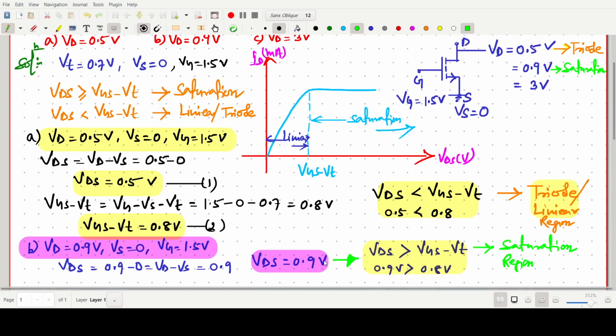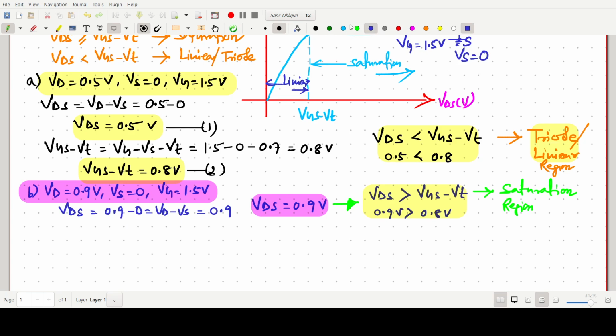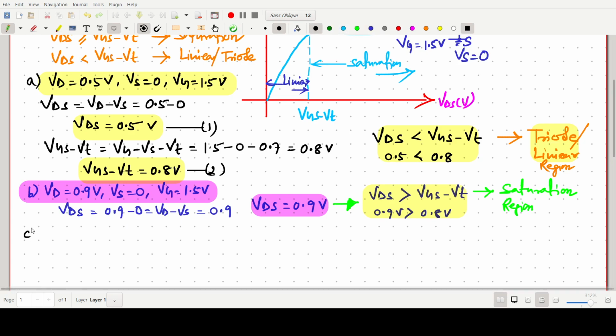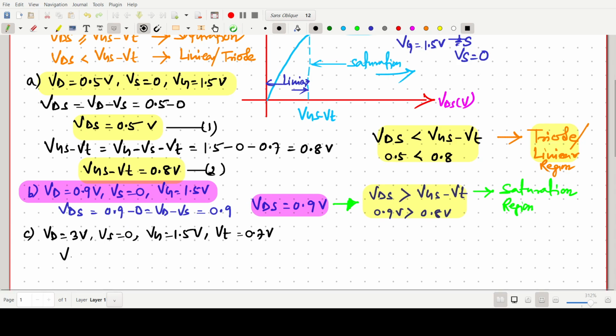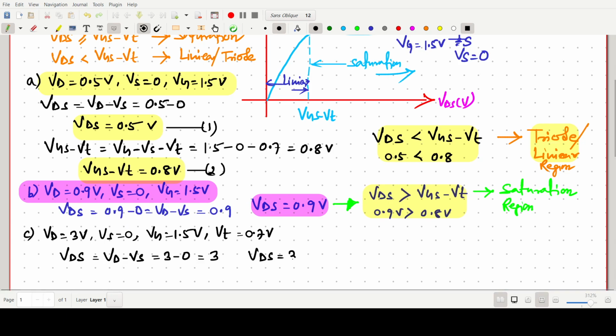Now we have to go for the third point, VD 3 volt. For VD 3 volt, all will be the same. VS 0, VG 1.5 volt, VT is also given, threshold voltage 0.7 volt. No need to write every time, but we can write. VDS we can write VD minus VS. VD is 3, source potential 0, so VDS is 3 volt.